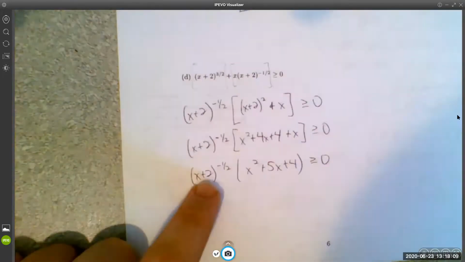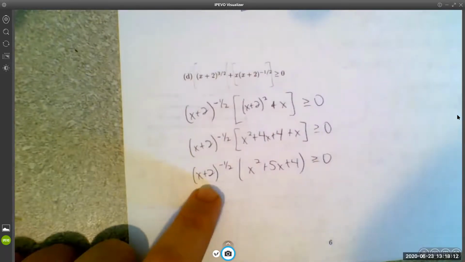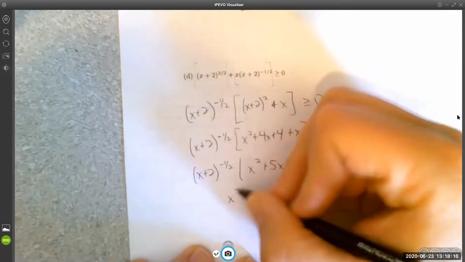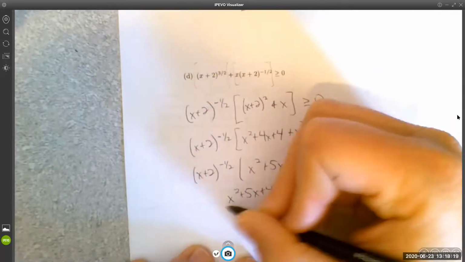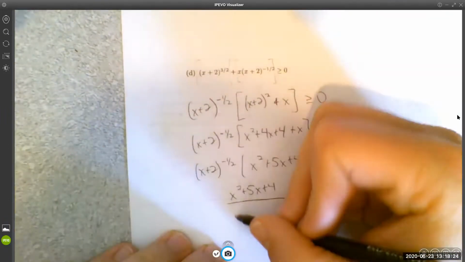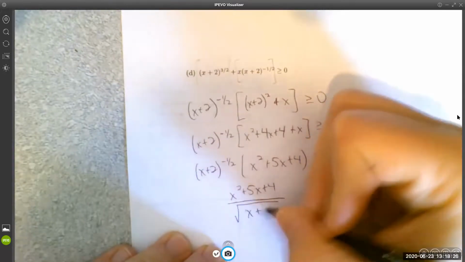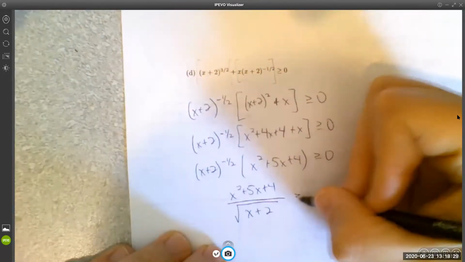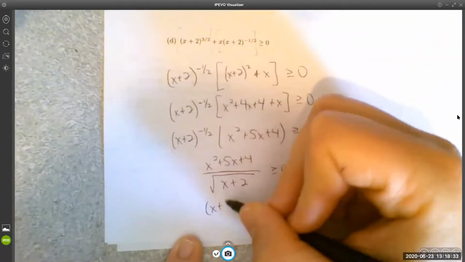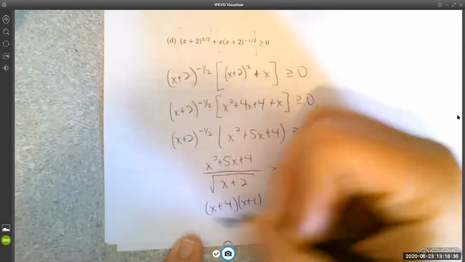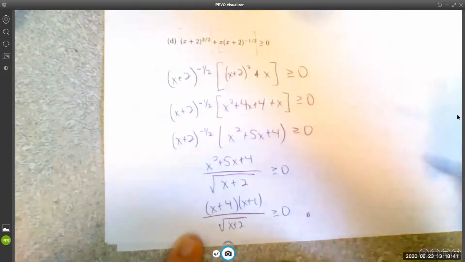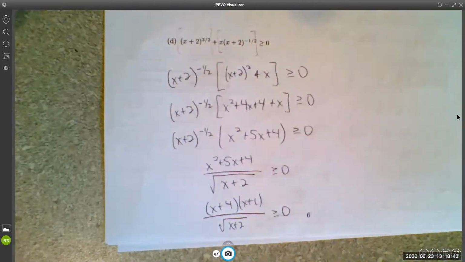And in fact, I can rewrite this as x squared plus 5x plus 4 over x plus 2 to the +1/2. I'm just going to write that as the square root of x plus 2. So let me factor now. This is x plus 4 times x plus 1 over square root x plus 2 greater than or equal to 0. Now, all kinds of things need to happen here.